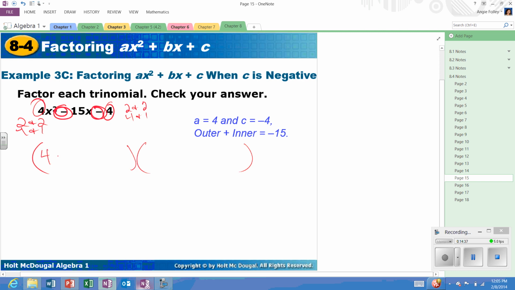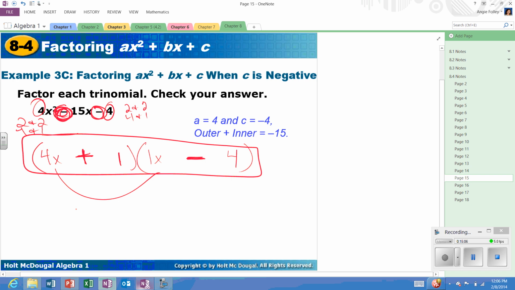So I'm going to try 4x and 1x. And then I'm also going to try 4 and 1 here. Well, if I did 4 times 4, that would be 16, and 1 times 1 would be 1. So if I take 1 away from 16, I can get 15. But I need the negatives to be the bigger of the two. So I need the negative to go with the 16 and the positive to go with the 1. So this is my factored trinomial, because if I check, I get 4x squared, then negative 15x, and then the last is negative 4.